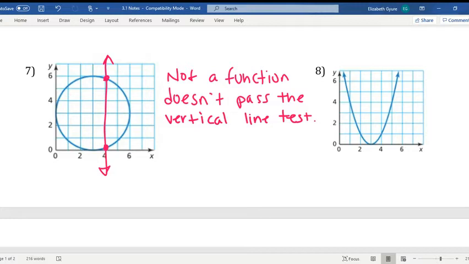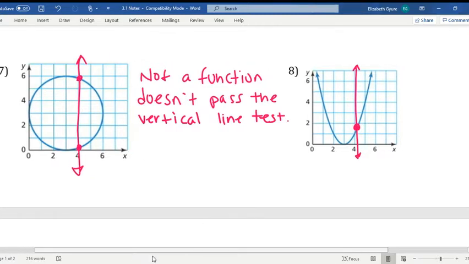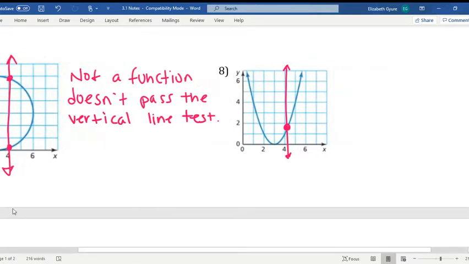All right. Take a look then at number 8. Draw a vertical line through it, anywhere you want. How many times is it going to go through this graph? Just once, yeah. Just 1 time. So, would number 8 be a function? Yes. And then for this one, we would say it does pass the vertical line test.